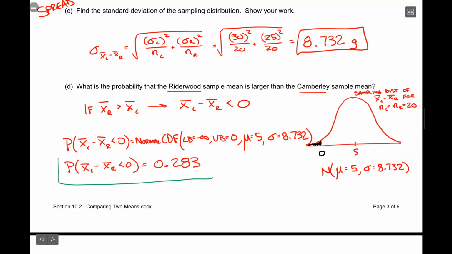The probability of the Riderwood sample mean being larger than Camberley sample mean is about 0.283 or 28.3%.